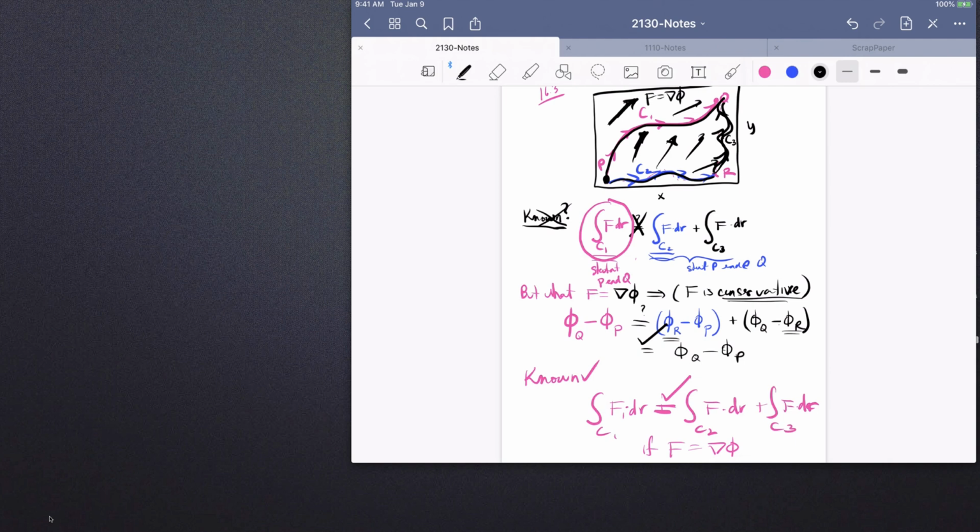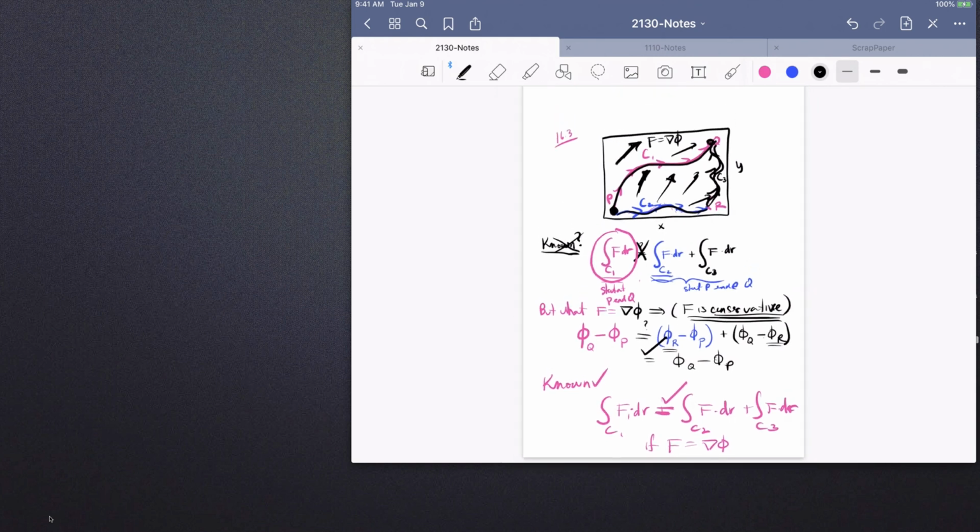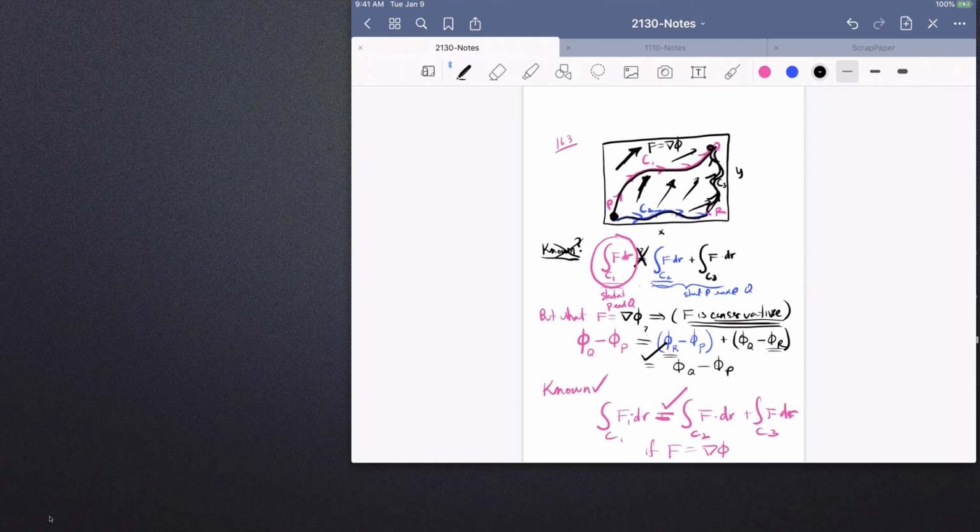That is why we're using the conservative language: if a potential function exists, then the field is conservative, which means that it doesn't matter which path you go along between two points, you will get the same amount of work done. And that is a very important observation and a very important result of a function being conservative, the path independent nature of the line integrals if the vector field is conservative.